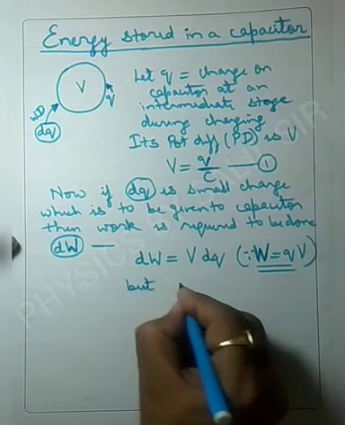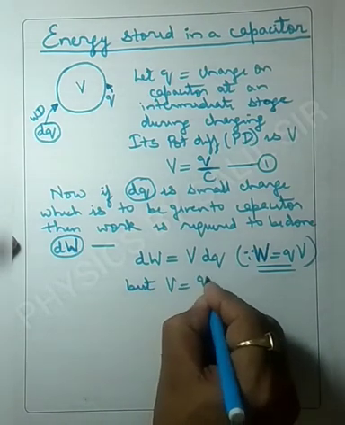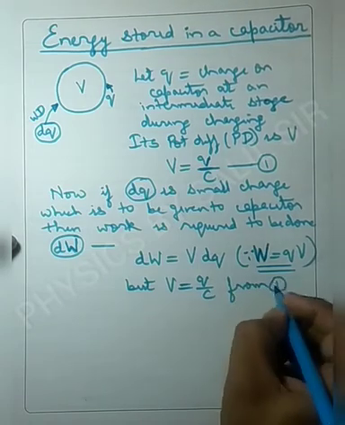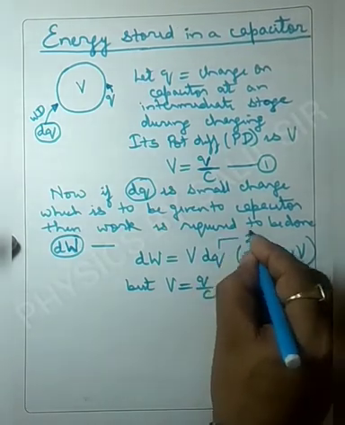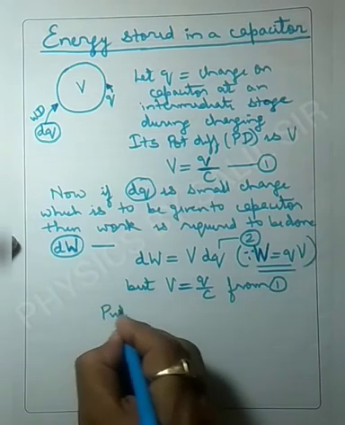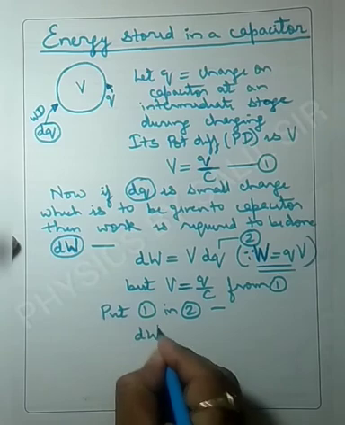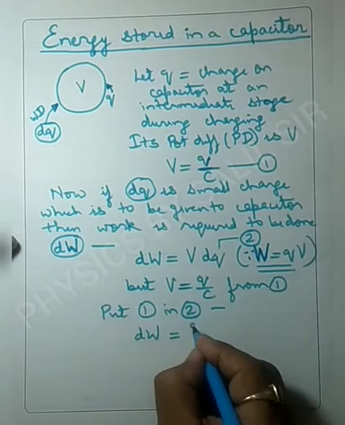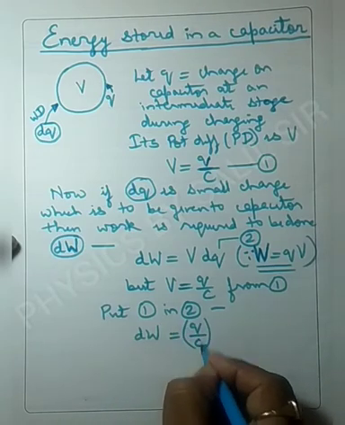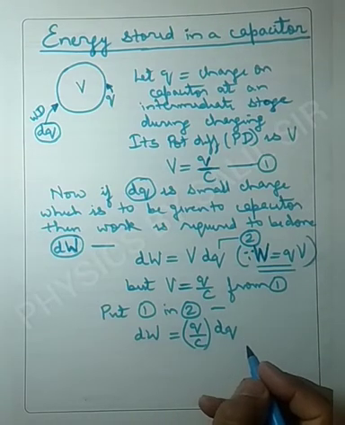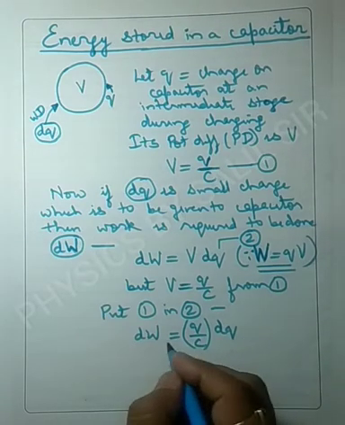But we also know that V is equal to Q upon C from equation number 1. And suppose this is equation number 2. So put 1 into 2. Now dW, the small work done, will become Q upon C dq; in place of V, we put Q upon C.